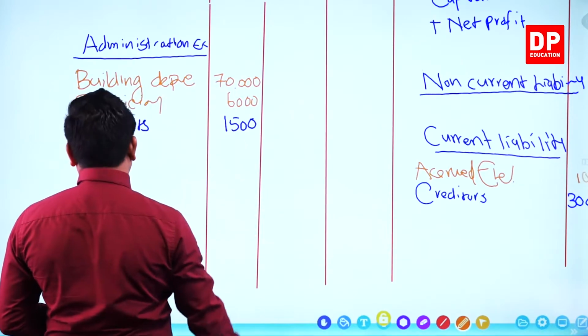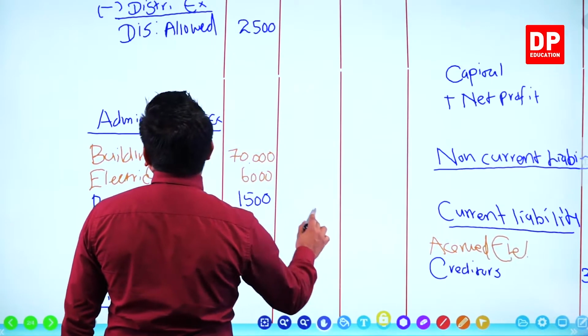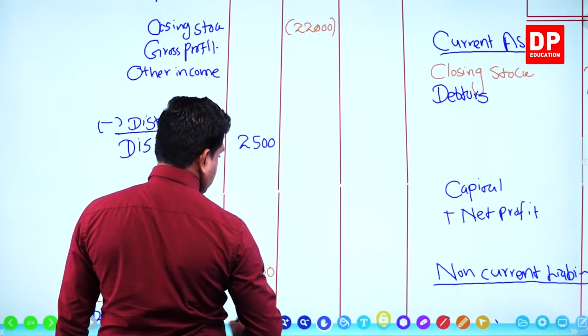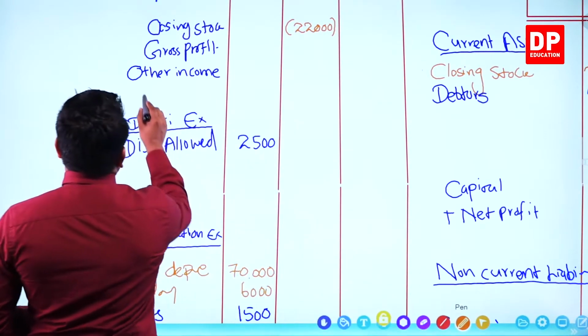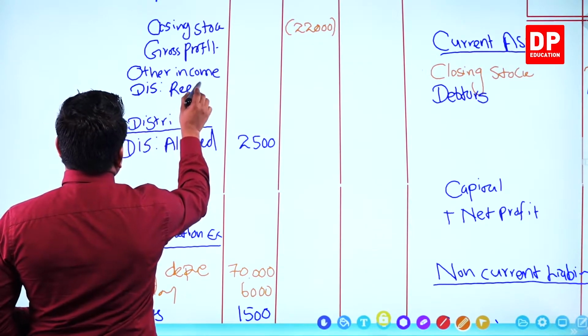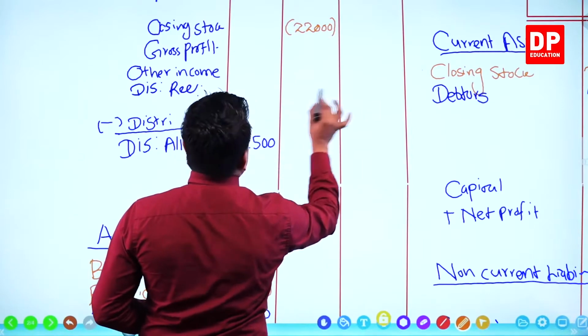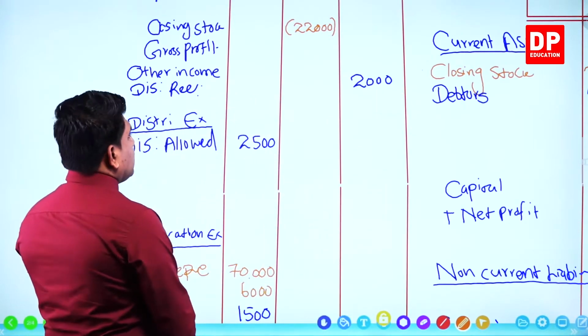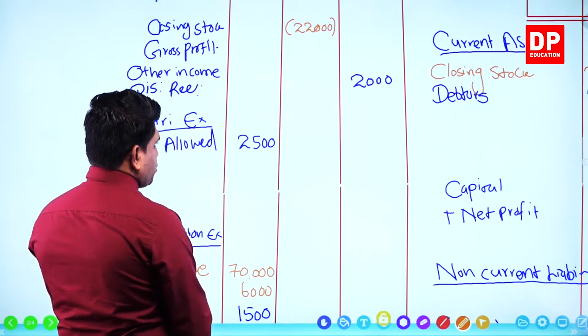Discount received 2,000. It comes under the other income. Discount received is the only one other income, so we can write this one in the corner, because there is only one, right? So, now the next one.